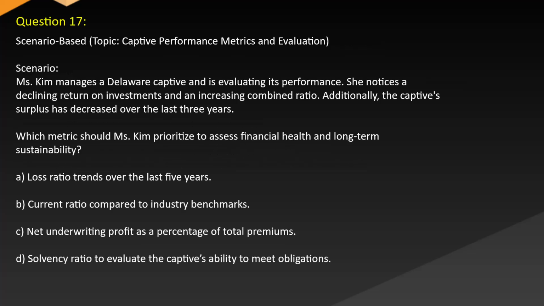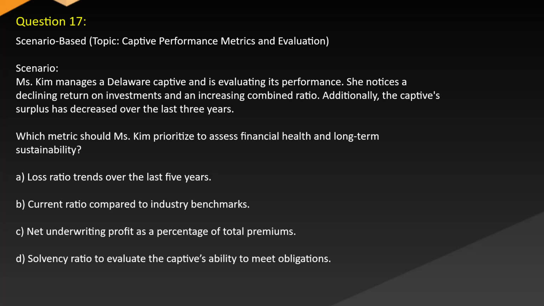Question 17. Scenario-based. Topic. Captive Performance Metrics and Evaluation. Scenario (MS). Kim manages a Delaware captive and is evaluating its performance. She notices a declining return on investments and an increasing combined ratio. Additionally, the captive's surplus has decreased over the last 3 years. Which metrics should Kim prioritize to assess financial health and long-term sustainability?